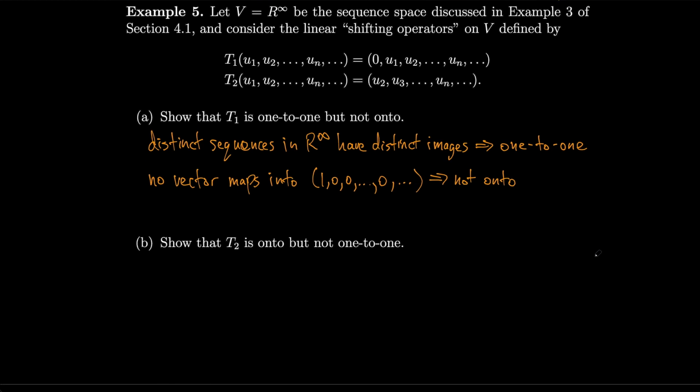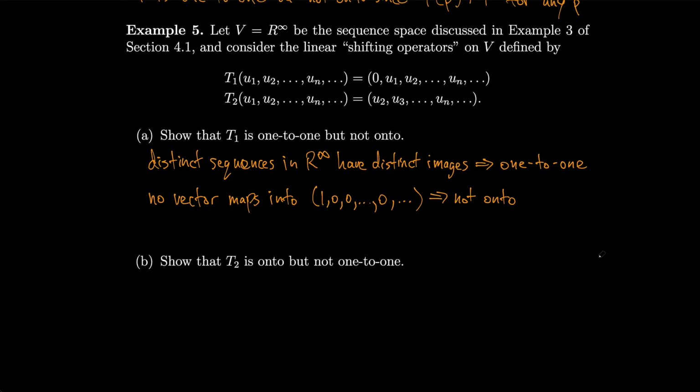Let's show that T2 is onto, but not one-to-one. Well, notice you could take u2, u3, and so on to produce any vector you wanted. So you could choose them however you like. It doesn't matter that you're missing u1, you just start with u2 and choose all the rest of them however you want. So these can be chosen to produce every sequence in R infinity.